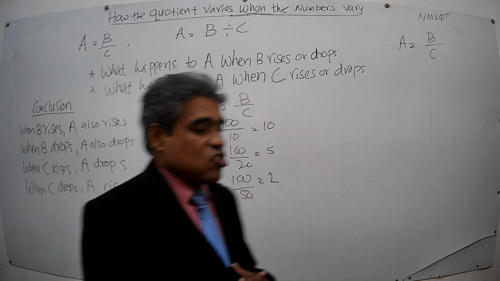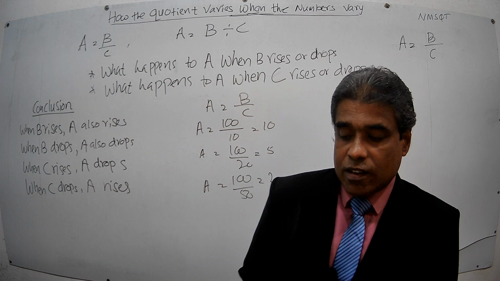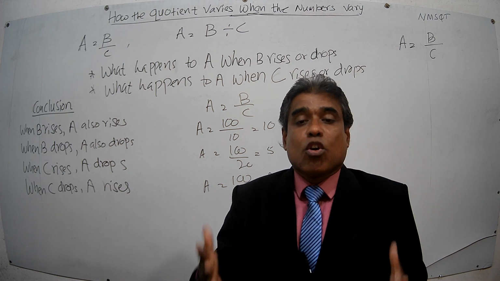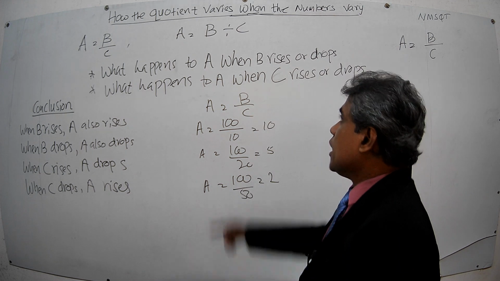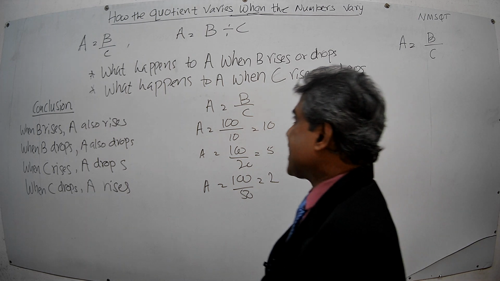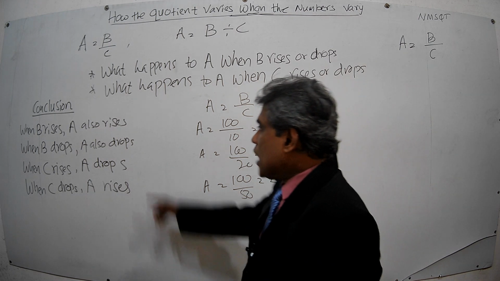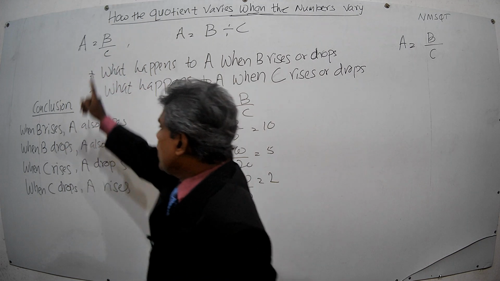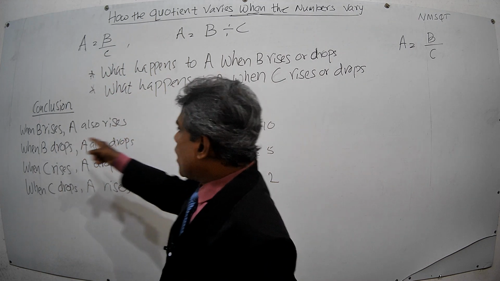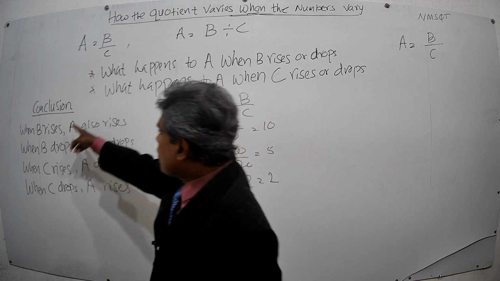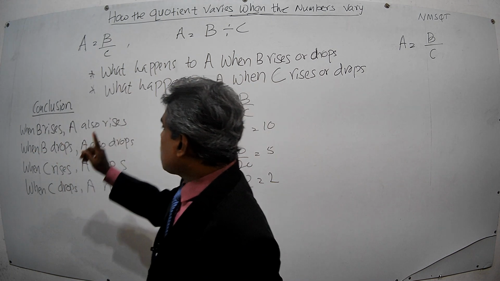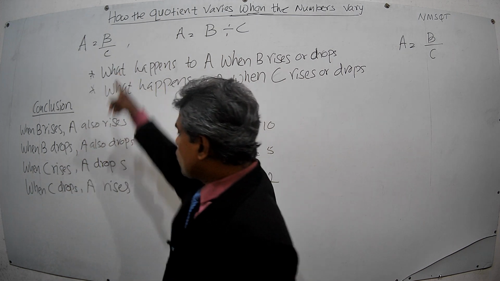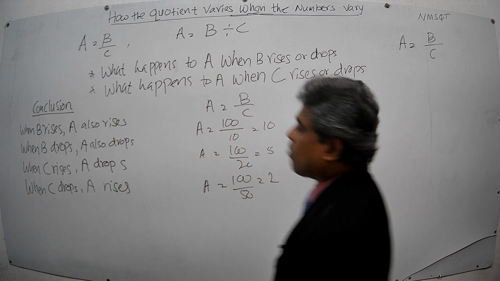Now we studied the effects of changes of dividend and divisor upon the quotient. You see in this example, we wanted to answer questions. What happened to A when B rises? What happened to A when B drops? What happened to A when C rises? What happened to A when C drops? Then we have found the answers.